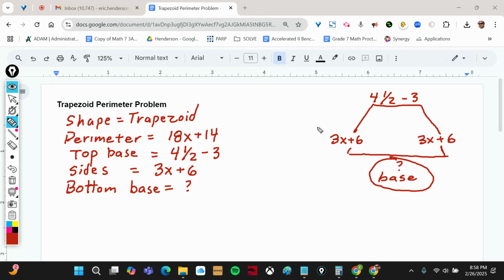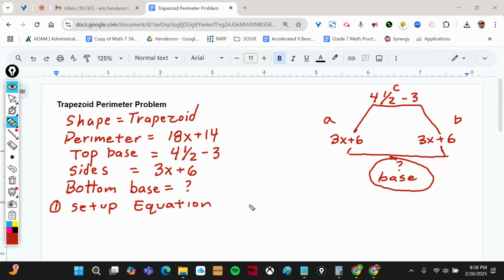So let's label these sides. Say this is A. Say this is the B side. Say this is the C side. And then let's say that the base is the base. All right, so step one is set up the equation. You all are going to have to make it neat on your own.